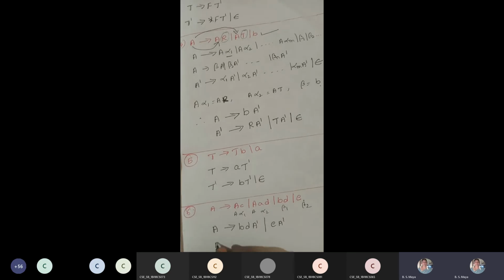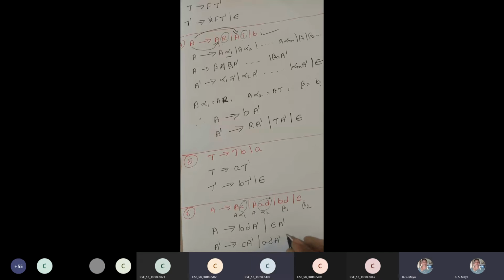What is A dash now? C A dash. What is an alpha in the first production? C, so C into A dash. Second production, AD into A dash. Then third production, which one? Epsilon. Very good. Any doubt? Shall I go for the next one? Okay, very good.